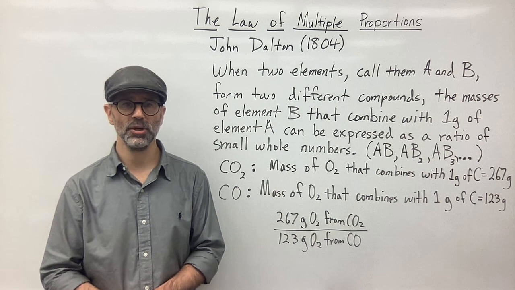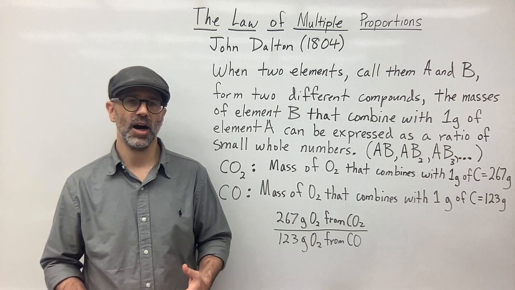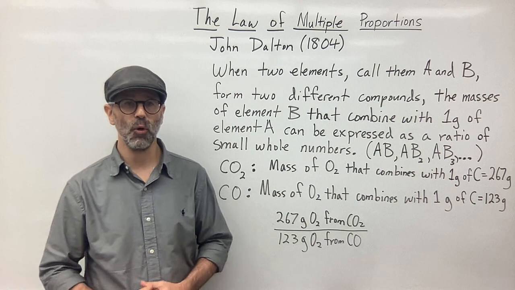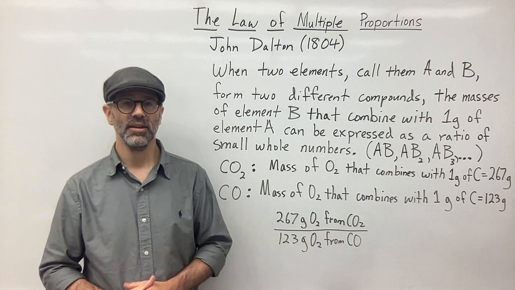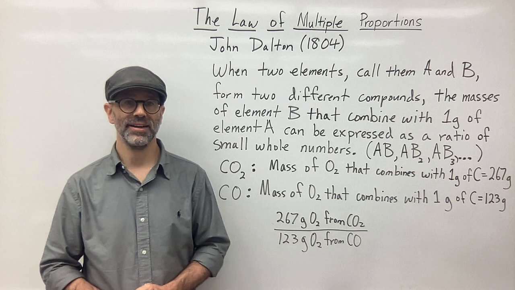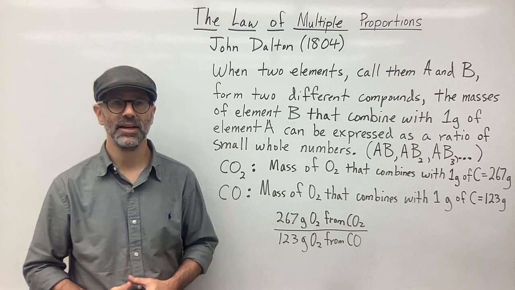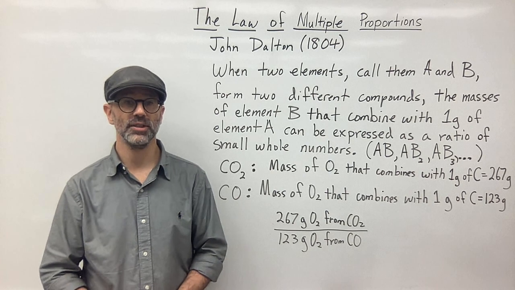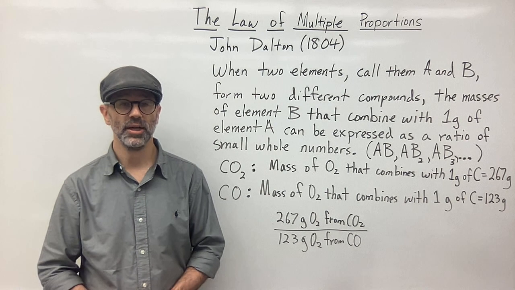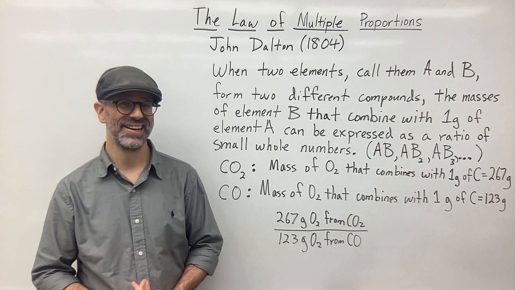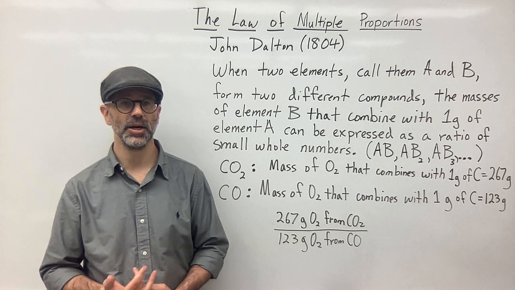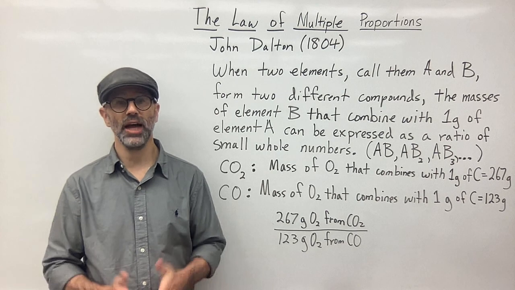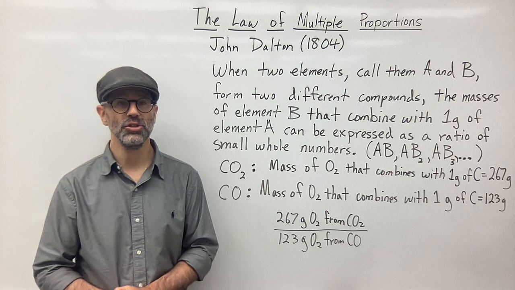First of all, the law of multiple proportions was established, or I guess discovered, by John Dalton, around 1804. Again, this is all happening along the same time. Proust was around 1798 or somewhere around there, and I remember Proust was the one who established the law of definite proportions. And then you had Lavoisier in like 1786, 1789, somewhere around there, and he was establishing the law of conservation of mass. So this is all happening about the same time, and this is all giving support to the atomic theory.